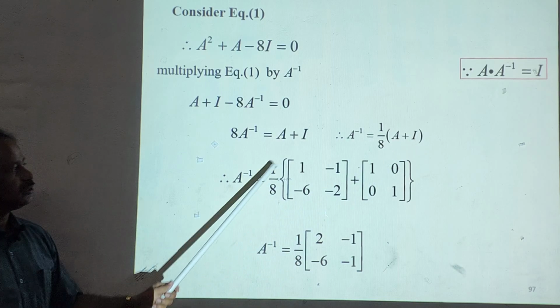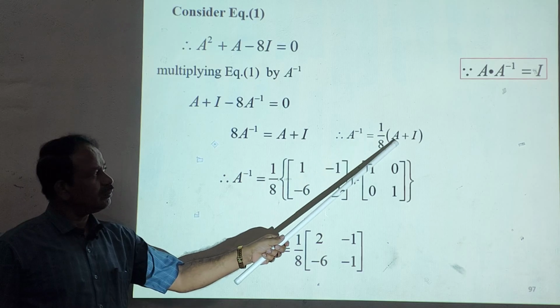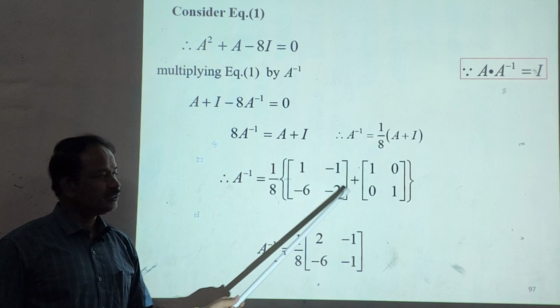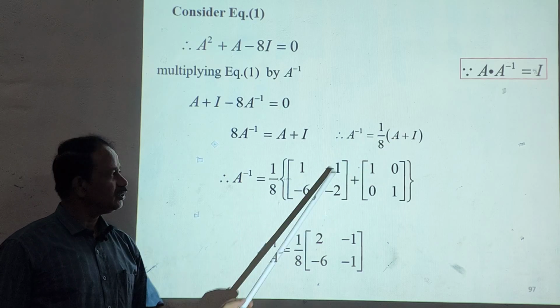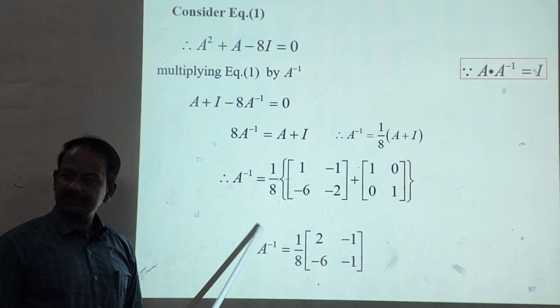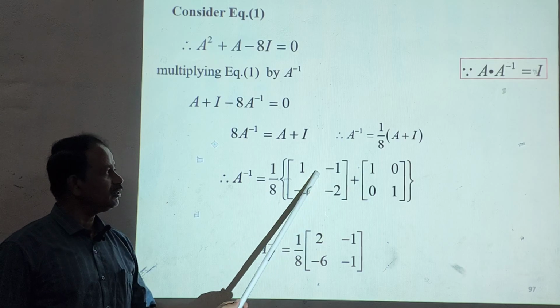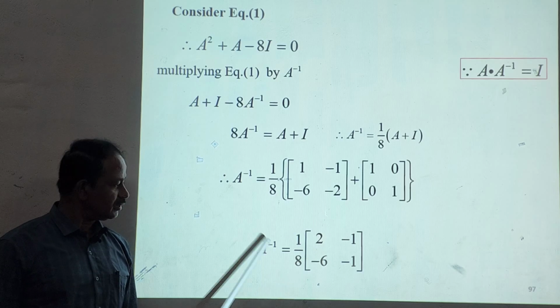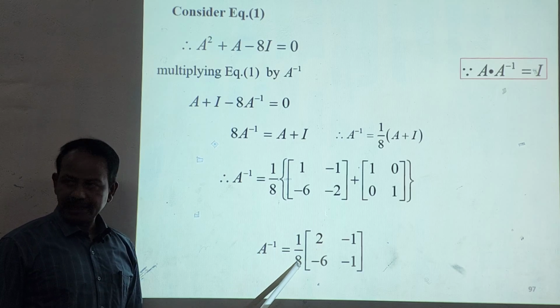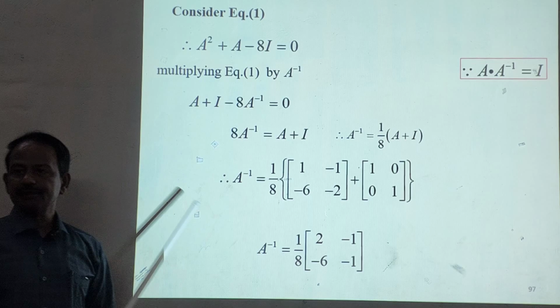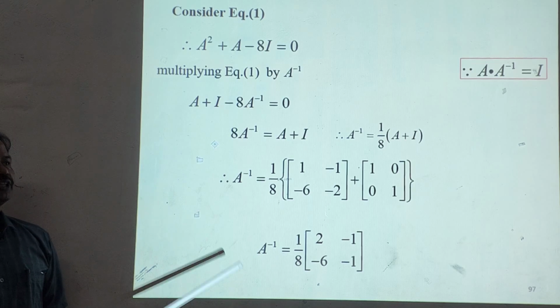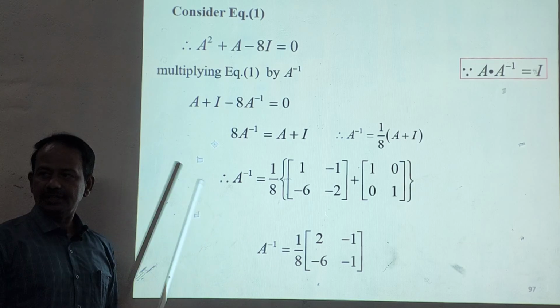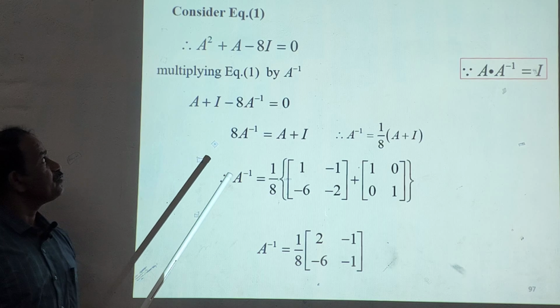So A inverse equals 1 by 8 times A plus I. What is A? A is the given matrix plus identity matrix. You add these two and divide by 8, that will give you A inverse. So when you add these two, that will give you 2, minus 1, minus 6, minus 1. So dividing by 8, that will be your inverse of the matrix. Any doubt? So one can find out the inverse of a matrix using Cayley-Hamilton theorem.